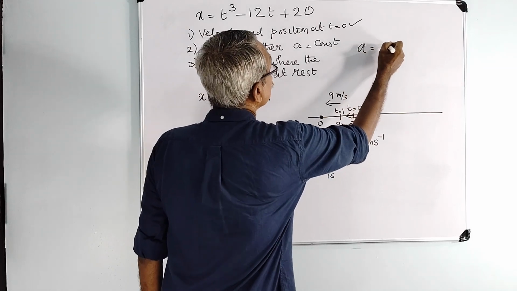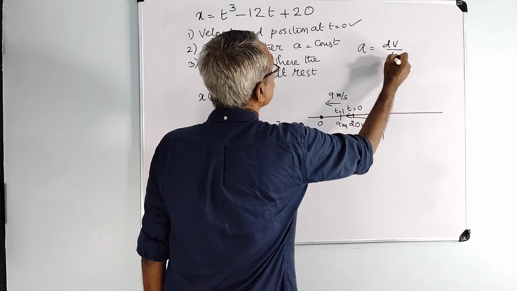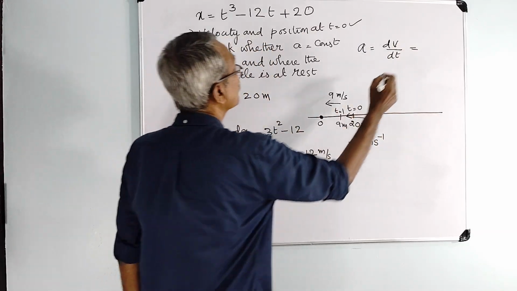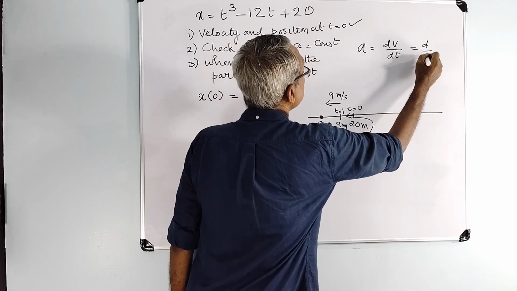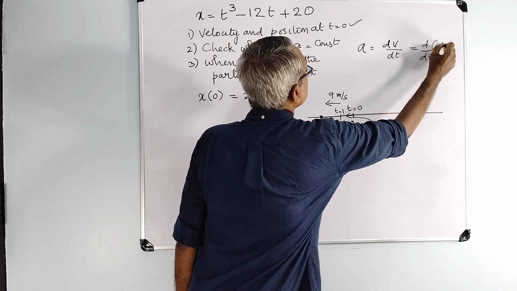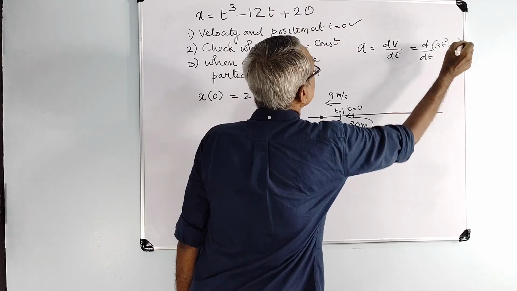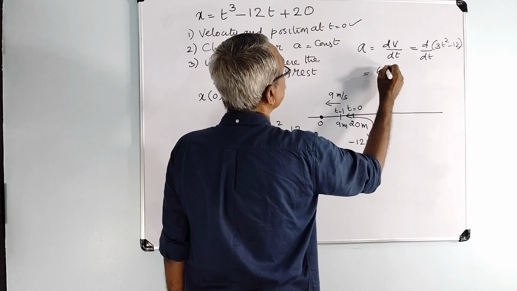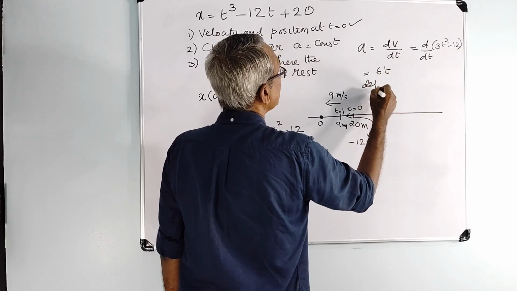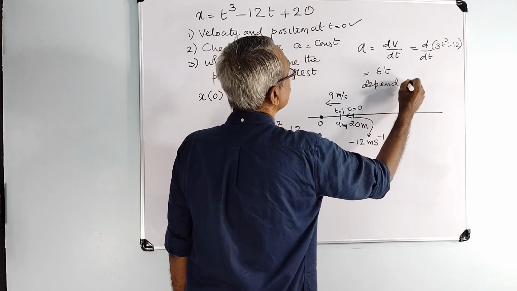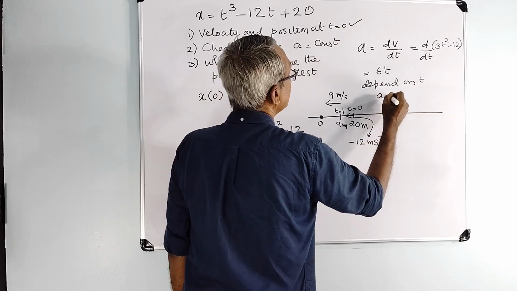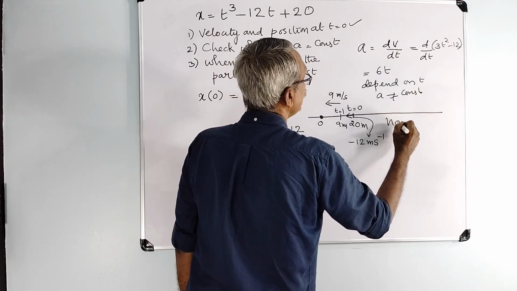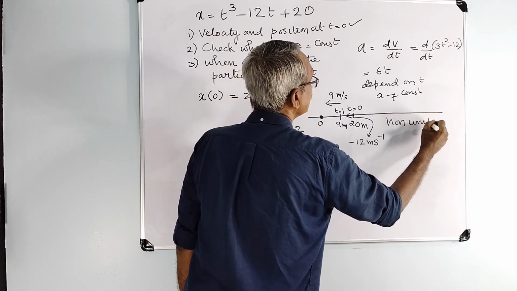Now, check whether a is equal to a constant. a is equal to dv by dt, and here we can see that v is 3t square minus 12. Therefore, this is d by dt of 3t square minus 12. That is equal to 6t. This depends on t. Therefore, a is not equal to a constant. Therefore, non-uniformly accelerated motion.